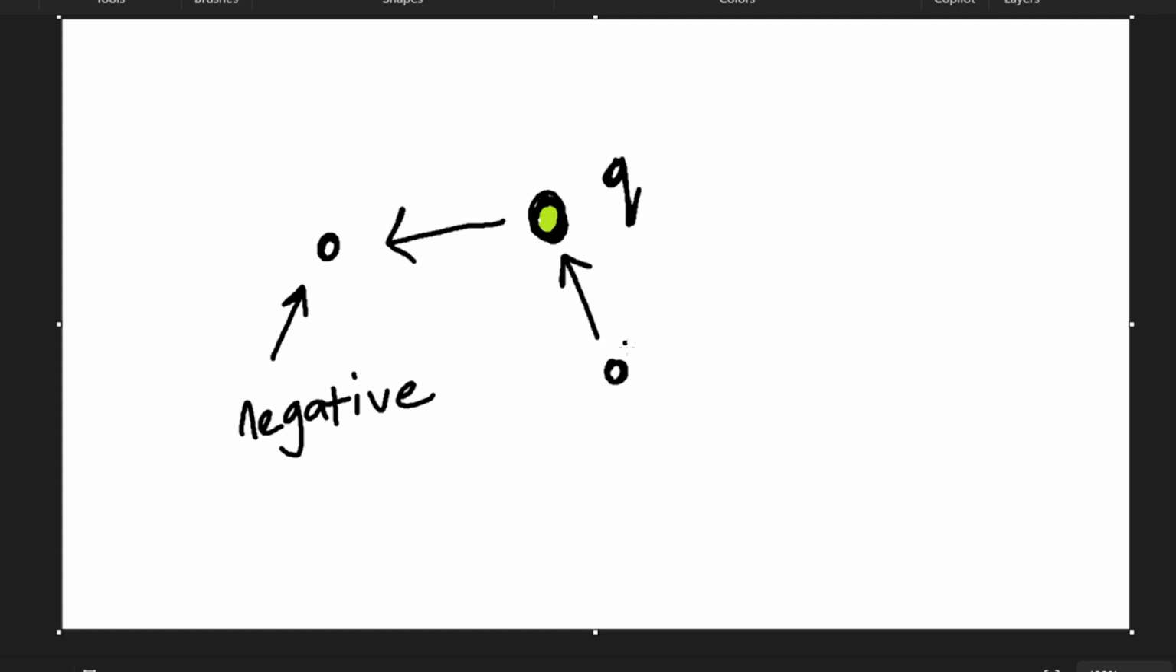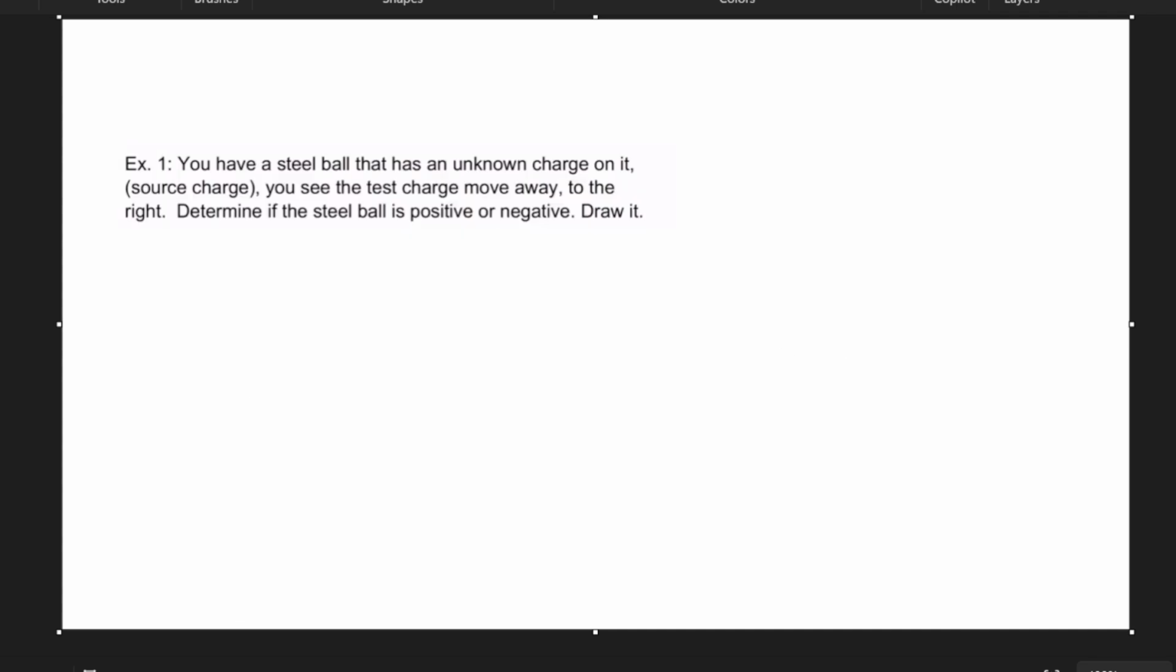Because a test charge is always positive, if it's moving towards a charge, then we know that this charge has to be negative because it's attracting the positive charge. However, if it's being repelled by a charge or moving away from a charge, we know that this charge must be positive because it is repelling the positive charge. We refer to the object that the test charge is being attracted or repelled by as the source charge because it's the source of what's attracting or repelling it.